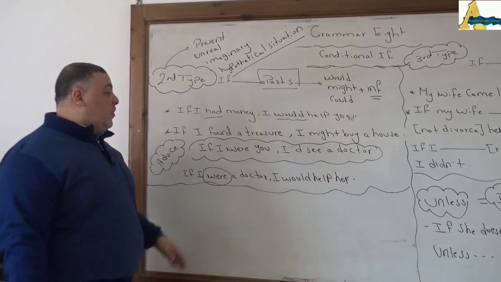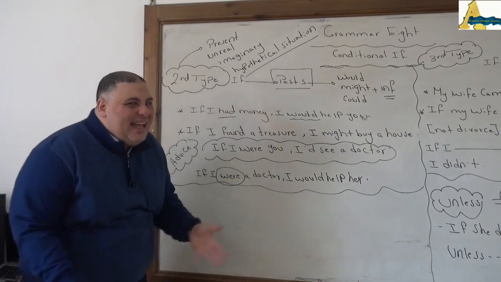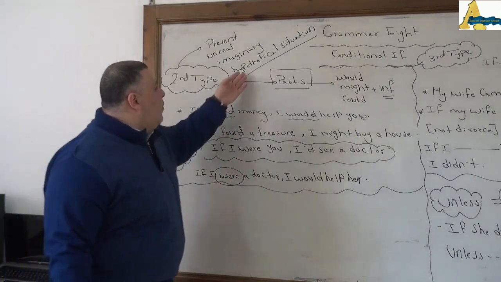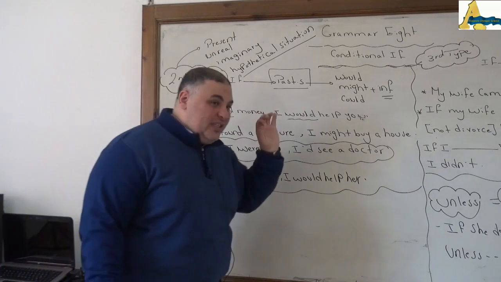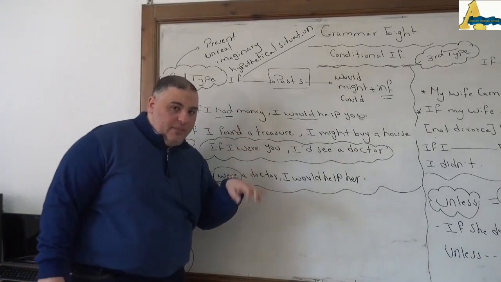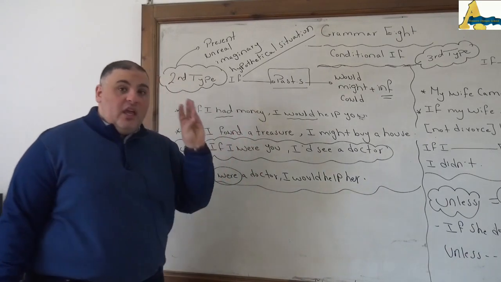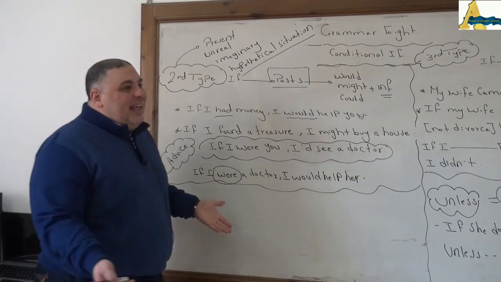When I give you advice, for example, and I say, if I were you, I would see a doctor. Of course, I can never be you. It's some kind of hypothetical situation or imaginary, unreal situation. So again, we use the second type whenever we talk about something in the present, but it has to be imaginary, unreal, or a hypothetical situation, not like the first type.